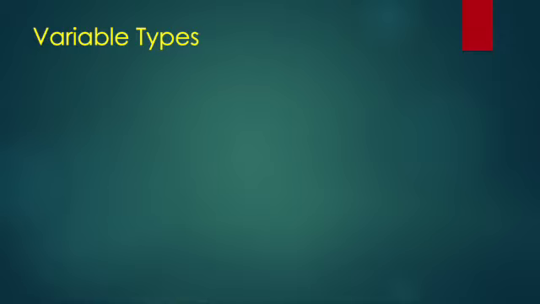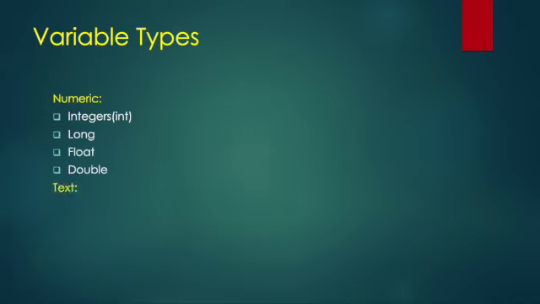Same way, in programming, our inputs and outputs are going to be of different types. We have them in three categories. There are the numeric types, which consist of the integers, the long, the float, and the double. And we have the text, which consists of the char and the strings. And finally, we have the logical types, which are the booleans, also known as bool.